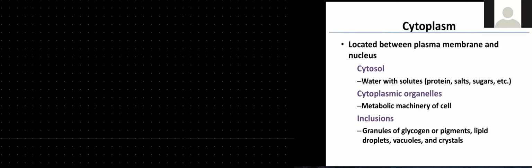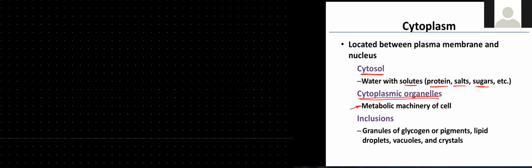And the cytoplasm is going to be formed of the cytosol, which is simply the water and solutes. And the solutes include the proteins, salts, sugars. Also, it's going to have the cytoplasmic organelles. And the cytoplasmic organelles are going to be the metabolic machinery of the cell. Those are the machines inside the cells that will be carrying on all the metabolic activities of the cell.